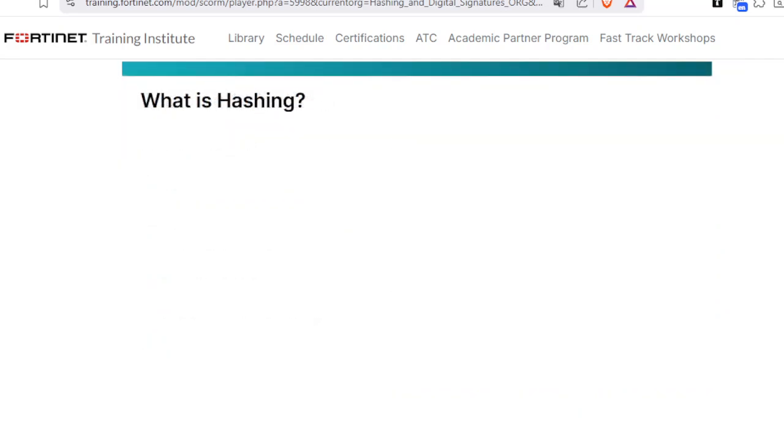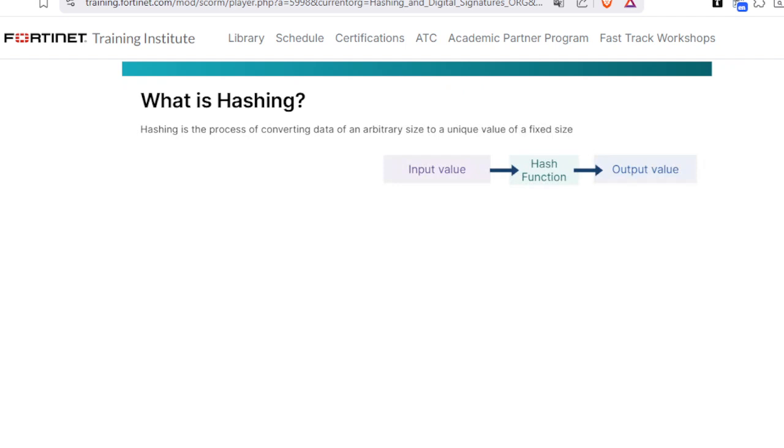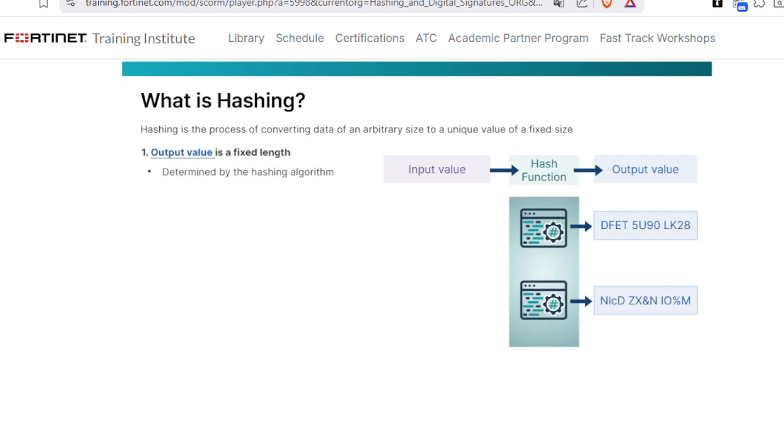What is hashing? Hashing is the process of converting data of an arbitrary size to a unique value of a fixed size. Hashing has some important features that support cryptography. These features are alluded to in the definition. 1. The output value is a fixed length, which is determined by the hashing function or algorithm.